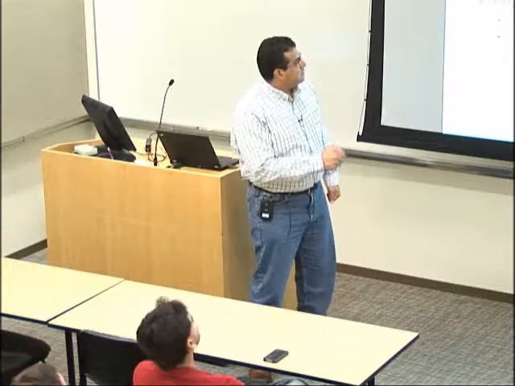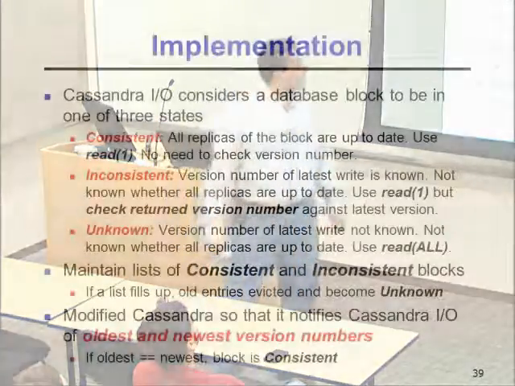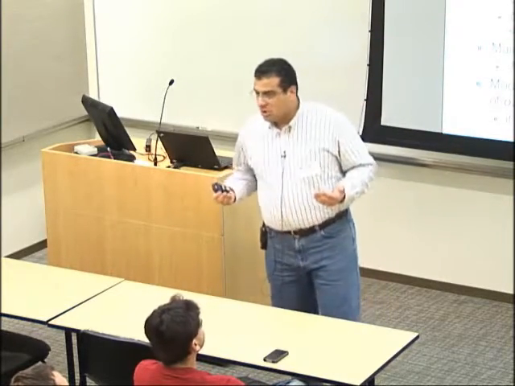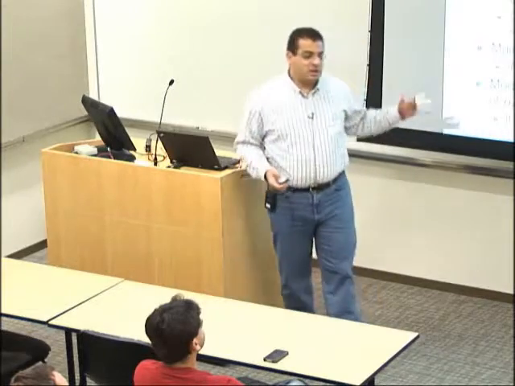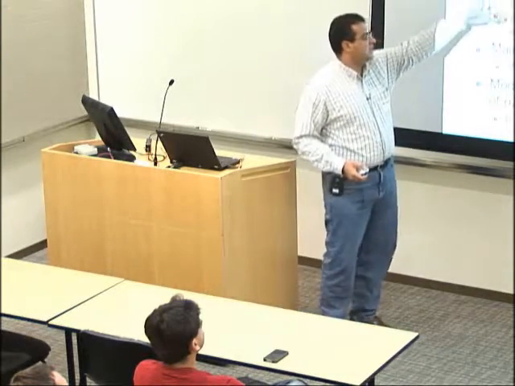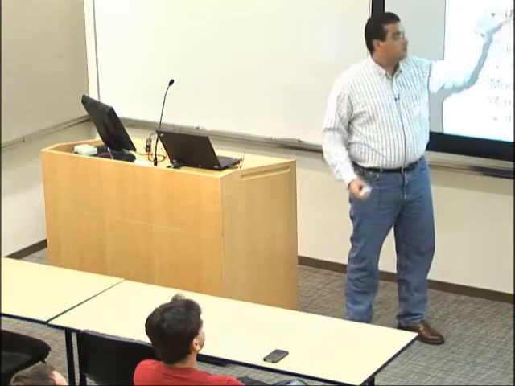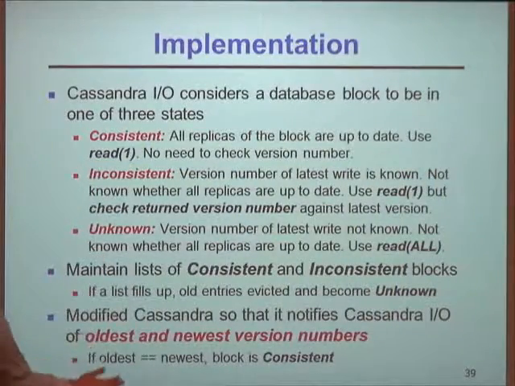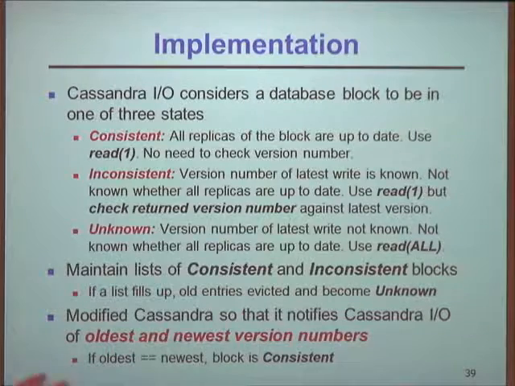Now, remembering the version number of each block seems expensive. Do we really remember the version number of each block? The answer is no. What we do is we remember the most recent version number of only the most frequently or most recently touched disk blocks. So our Cassandra I/O layer considers a block to be in one of three states, either unknown, inconsistent, or consistent.